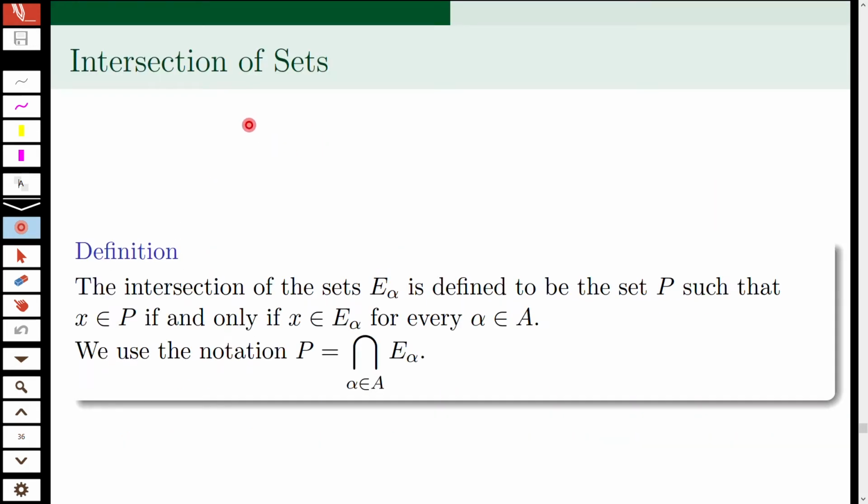Now we define intersection of sets. The intersection of sets E alpha is defined to be the set P such that x belongs to P if and only if x belongs to E alpha for every alpha in A. We use the notation P is equal to intersection over alpha belongs to A of E alpha.